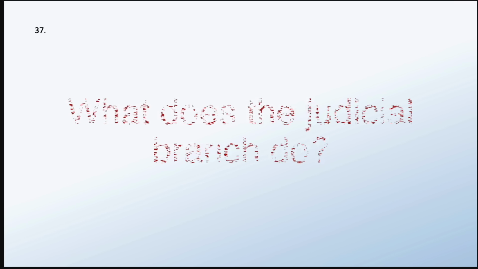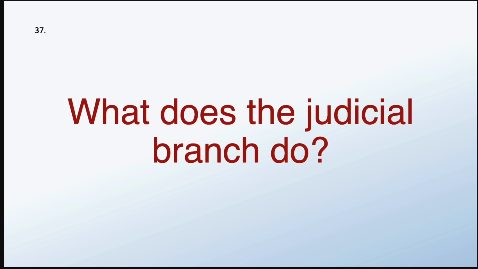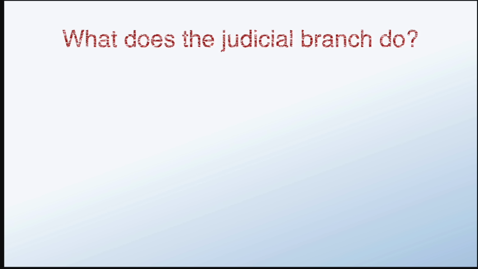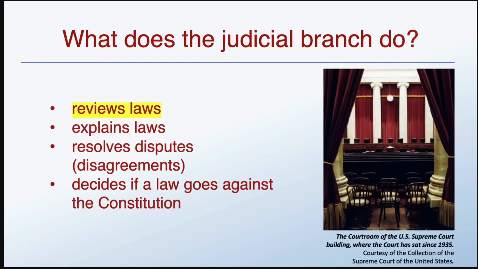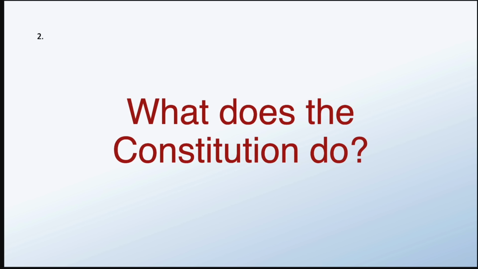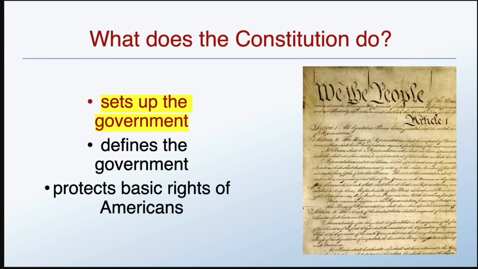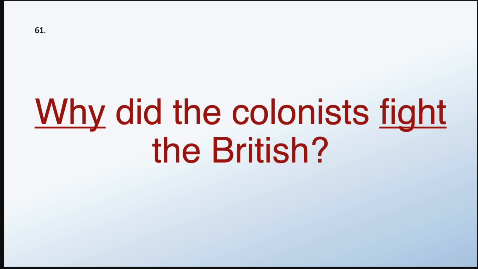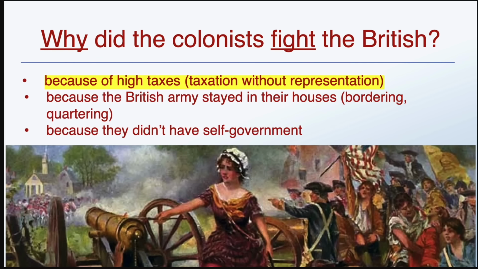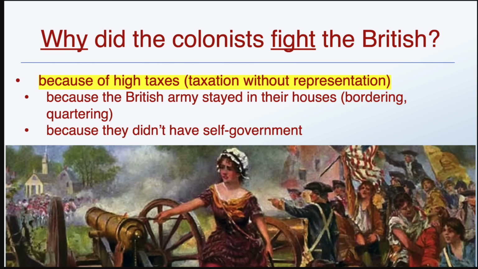We elect a president for how many years? 4. What does the judicial branch do? Reviews laws. What does the Constitution do? Sets up the government. Why did the colonists fight the British? Because of high taxes.